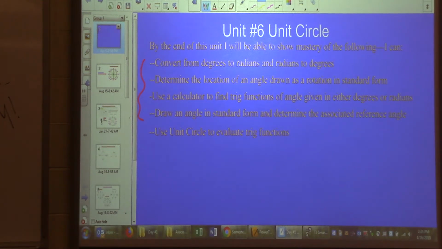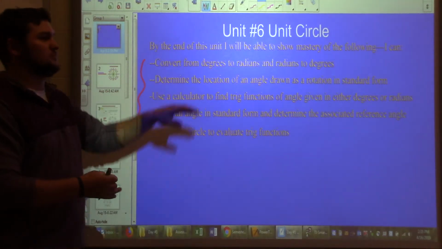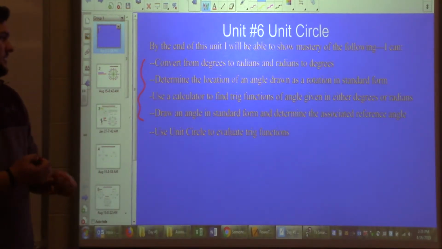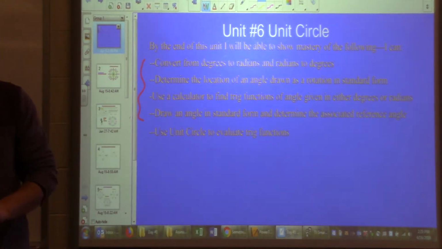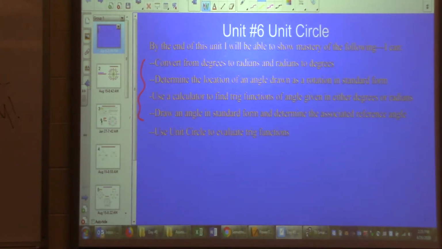They're really not that hard. Converting is super easy. Determine location of an angle. That means determining which quadrant it falls in. Super easy. Using a calculator. You should all know how to use a calculator by now. And then draw an angle in standard form and tell me the reference angle. That's probably the hardest thing we're going to do today.